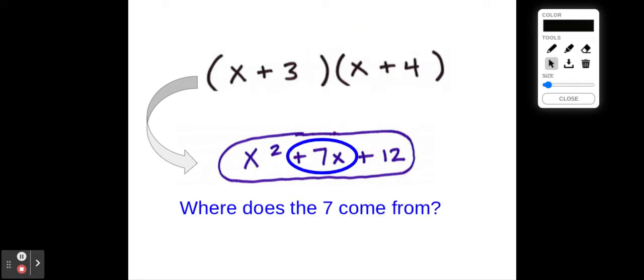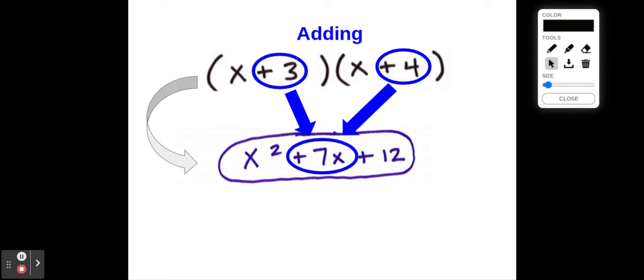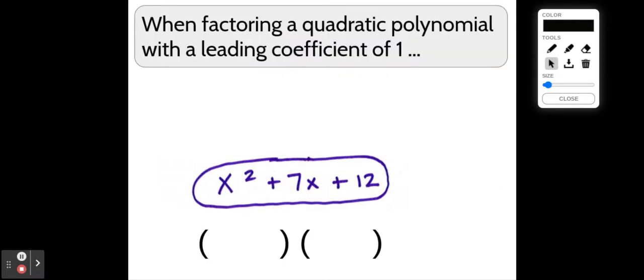Where does the 7 come from? Look at the two original binomials. Do you see that it comes from adding the 3 and the 4? Absolutely. Those are two really great things to recognize.